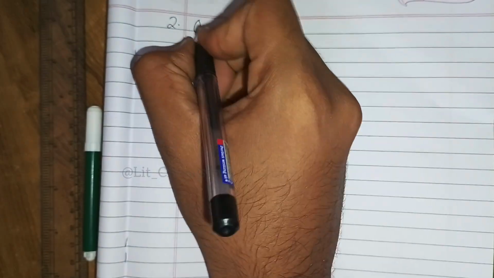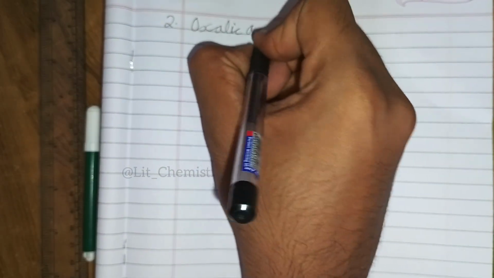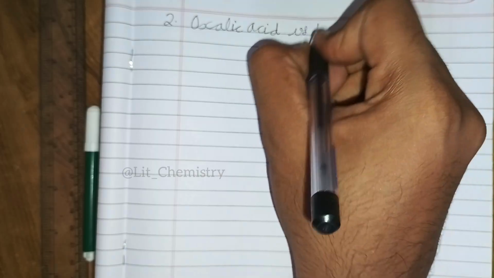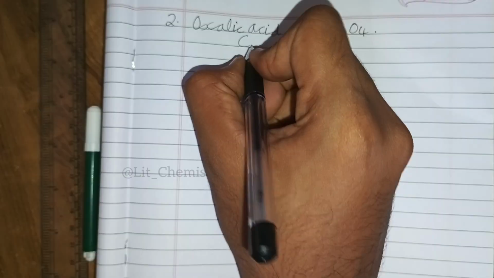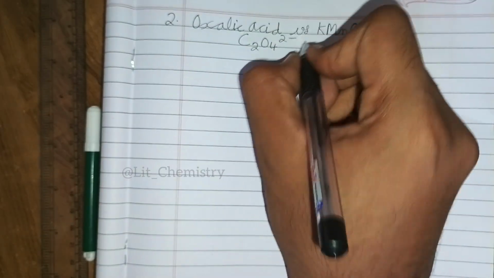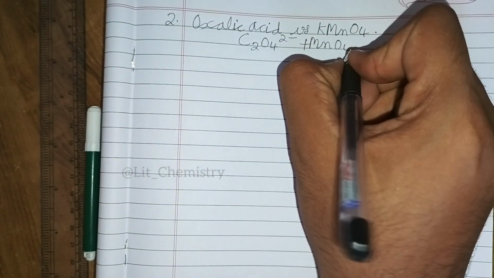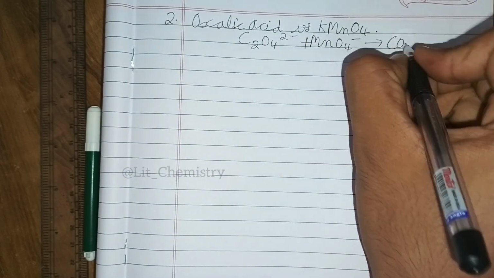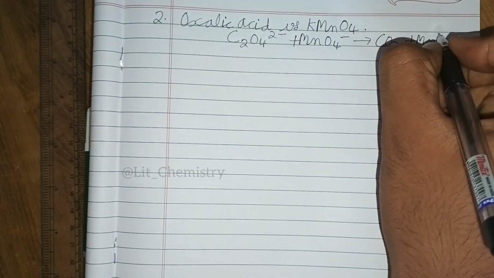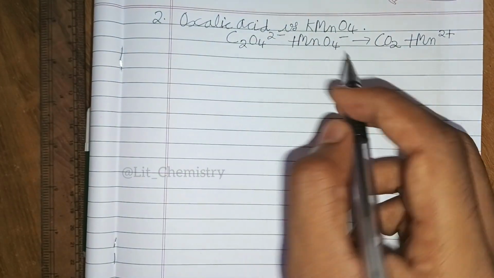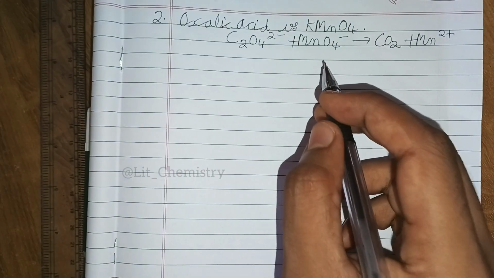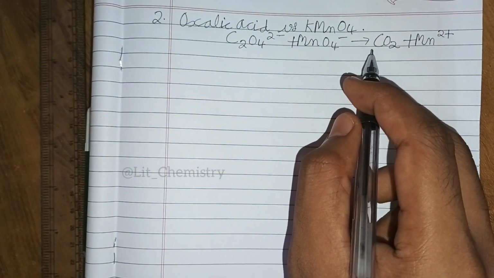Now we have the second example, that is oxalic acid versus KMnO4. Let's write the half reaction. C2O4 2 minus plus MnO4 minus gives rise to CO2 plus Mn2 plus. KMnO4 is a strong oxidizing agent and oxidizes oxalic acid to carbon dioxide. The unbalanced equation can be written like this.